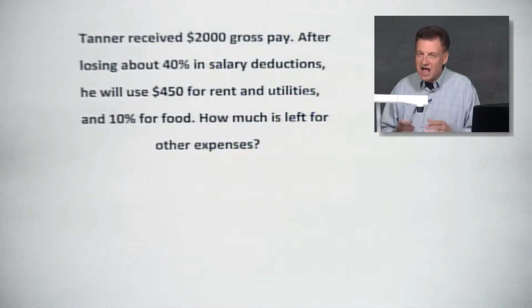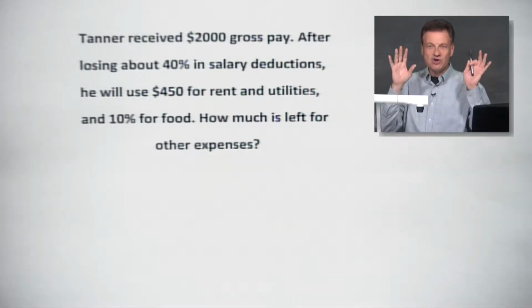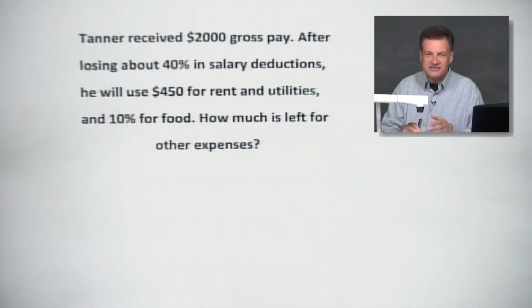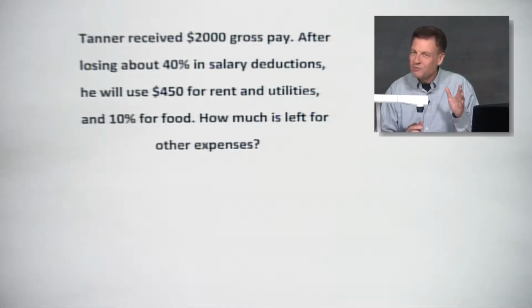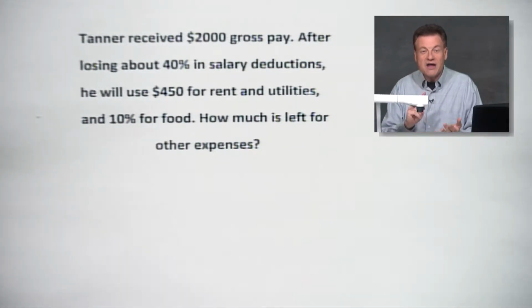I mean, $2,000 isn't shabby, it isn't. But when you're out there on your own and you're paying and you're taking care of all these things, you realize, oh my goodness, something is going on. You don't get $2,000 in that paycheck, right? So after you lose 40% deduction, that's a minus. You're going to also use about $450 for rent and utilities.